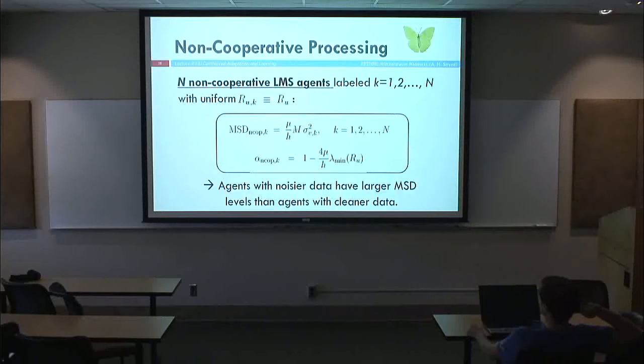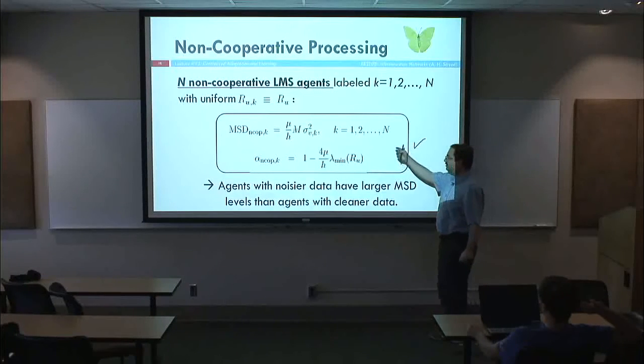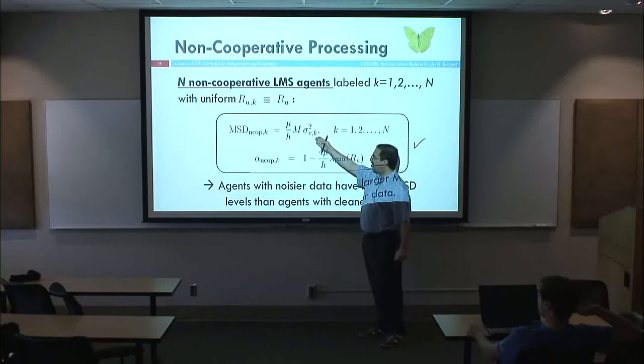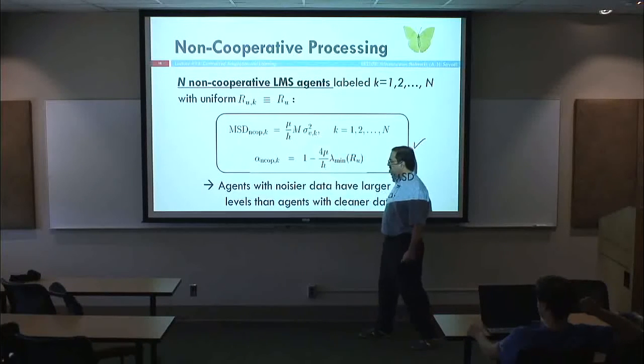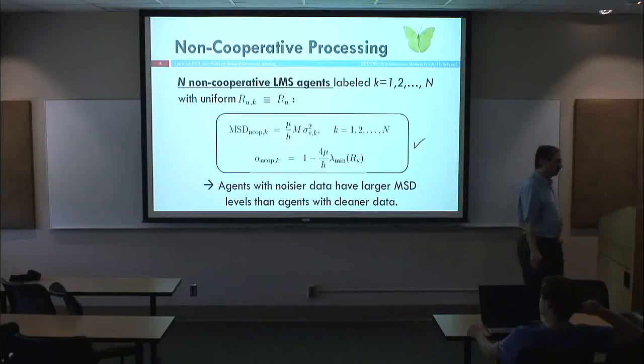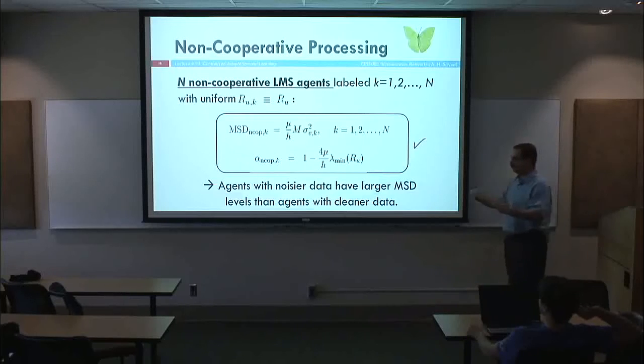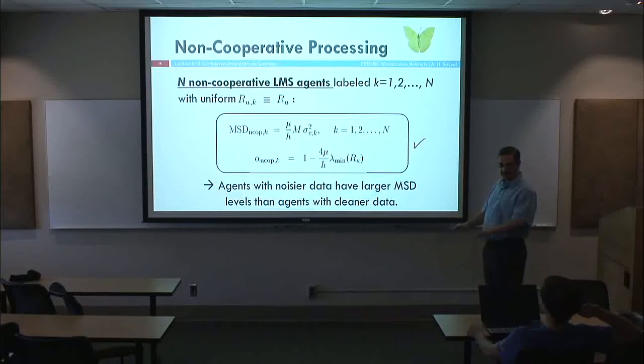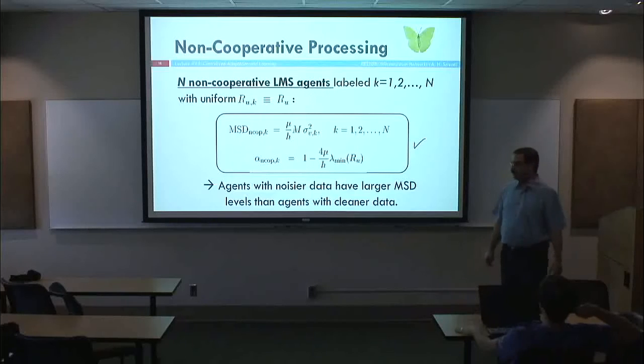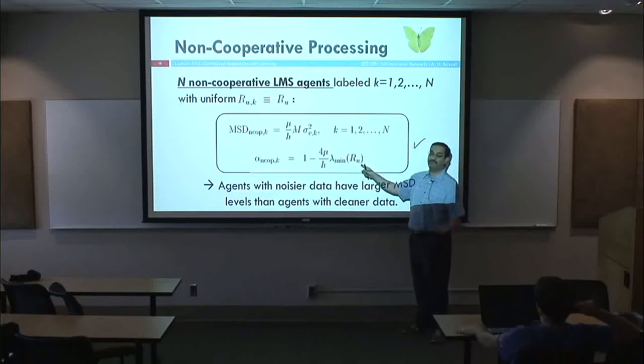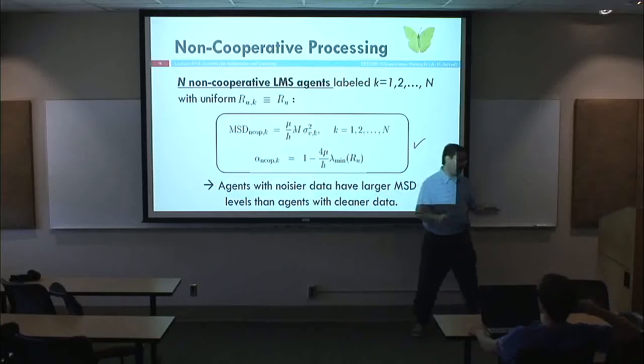Very good. So this is a summary of what I just said, in the non-cooperative case, mean square error case, and a similar result will hold in the general case when the cost function is not necessarily the mean square error cost. This is the performance of agent K. It converges at this rate, and the conclusion is that agents with noisier data will have larger MSD, therefore worse performance, than agents with cleaner data. Fine? All of them will converge at the same rate because we assumed RU is uniform.